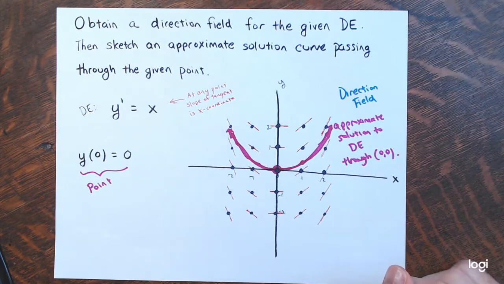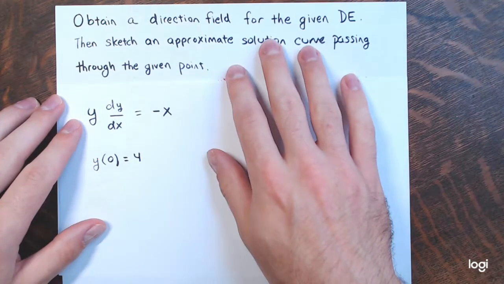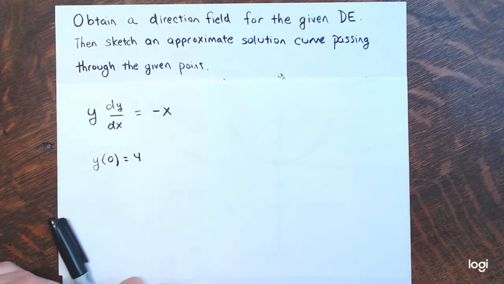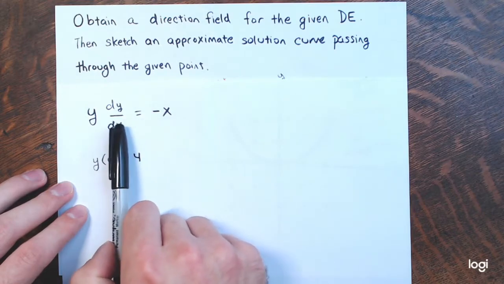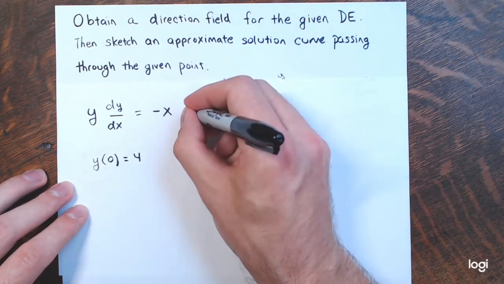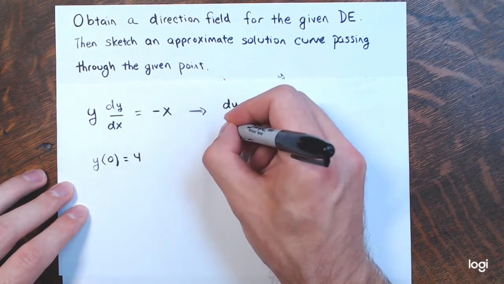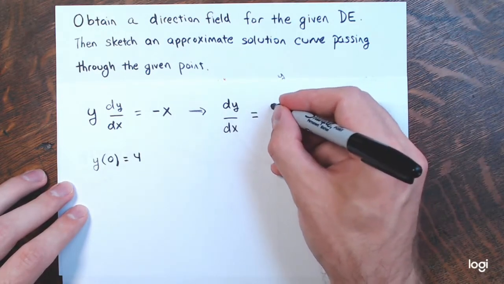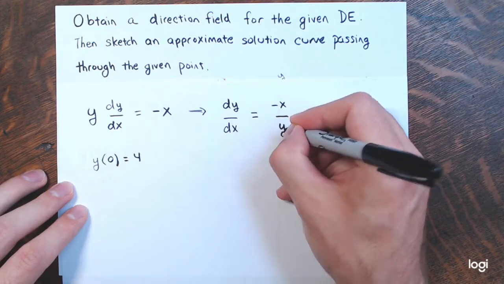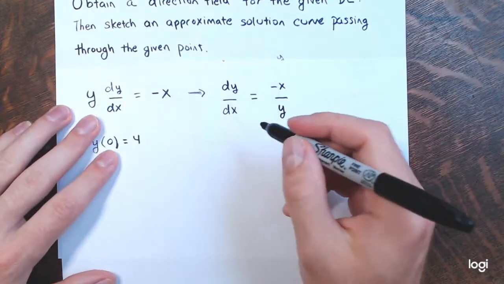Okay, so I've just got one more example here. Same thing, another first order differential equation. We have y times dy dx, or y times y prime, equals negative x. Personally, I would like to solve for y prime to make it easier to calculate slopes. So dy dx is equal to negative x over y. Let's use that, and again I can make a rough hand drawing here.